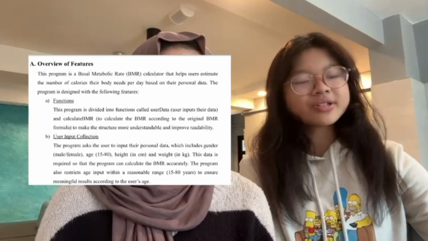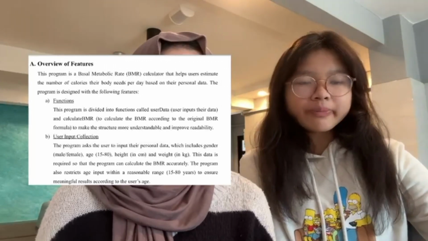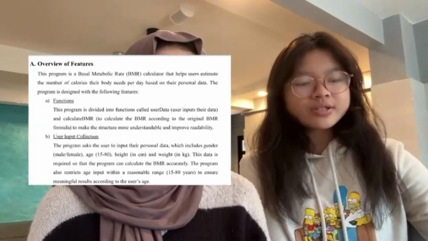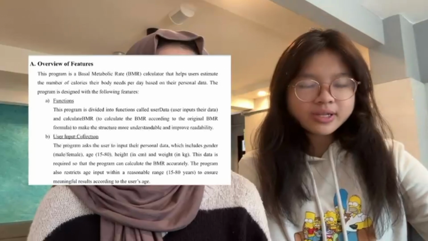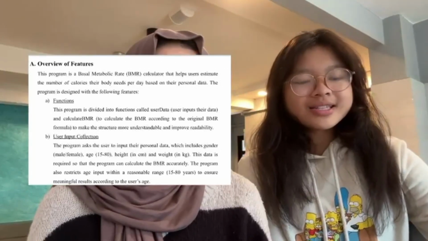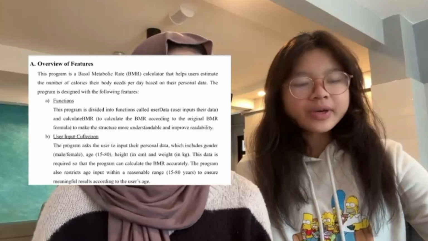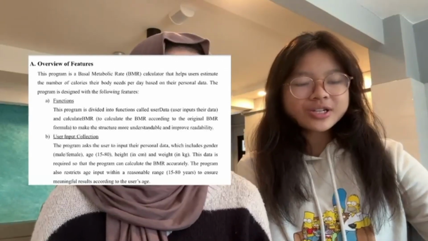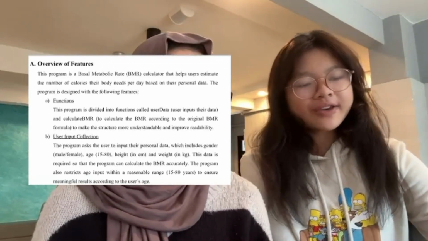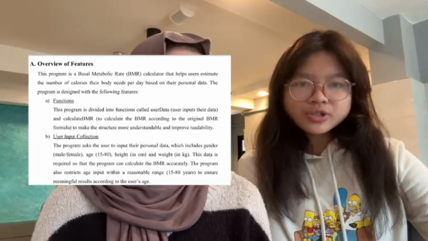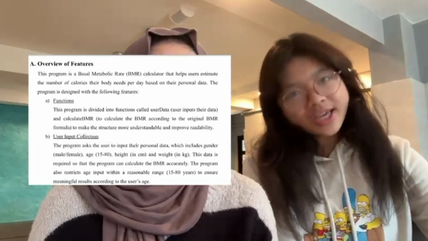The second one is the user input collection, where the program asks the user to input their personal data, which includes gender, male or female, age 15 to 80, height in centimeters, and weight in kilograms. This data is required so that the program can calculate the BMR accurately. The program also restricts age input within a reasonable range, which is 15 to 80 years old, to ensure meaningful results according to the user's age.